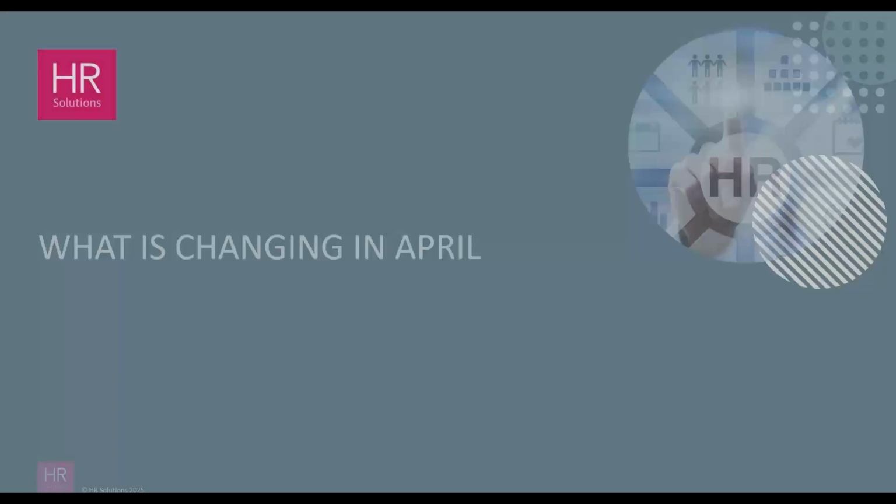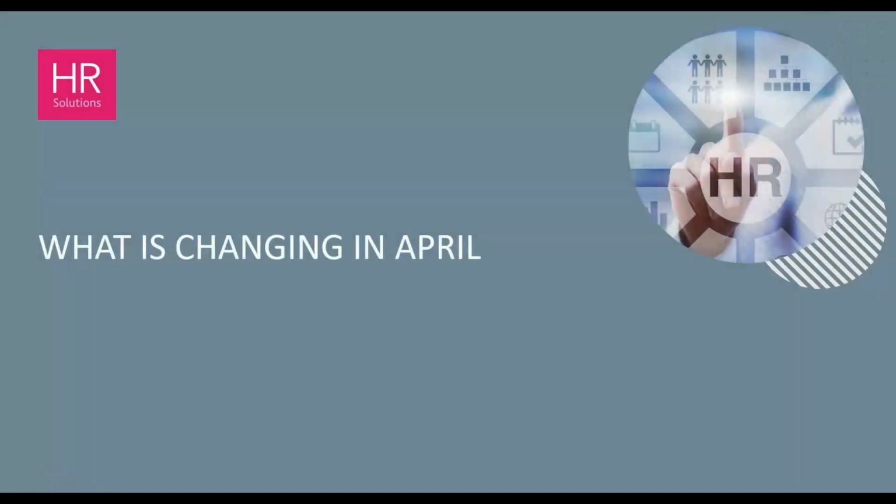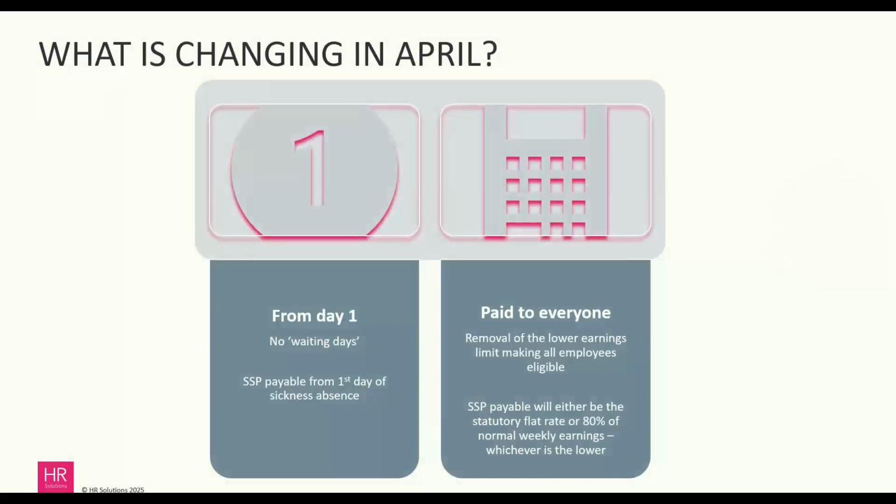So let's get going, and we'll begin with taking you through what these changes are going to be. As I said, they're going to come into effect from April. All employers will be affected. What you'll see here on the screen is there are two elements to the reforms. First of all, the current waiting days that we have will be removed. So a person will no longer have to wait until the 4th day of sickness in order to be paid. It's going to become available from the 1st day of sickness absence.